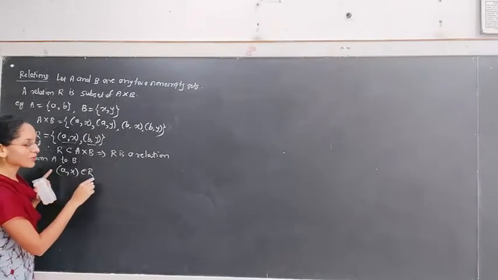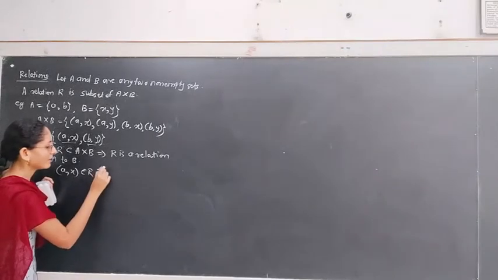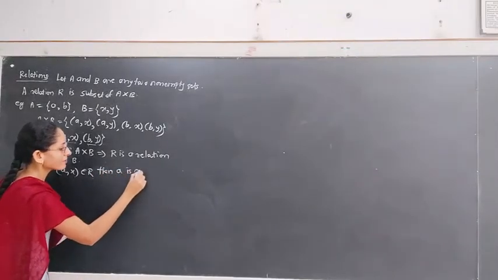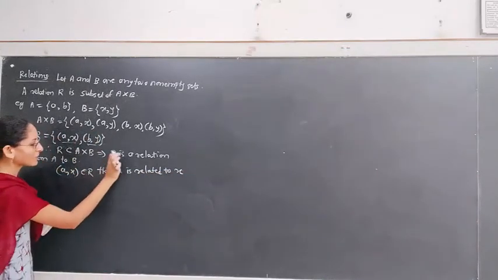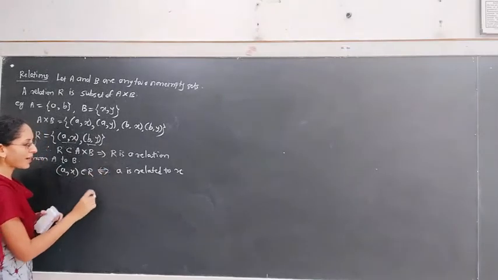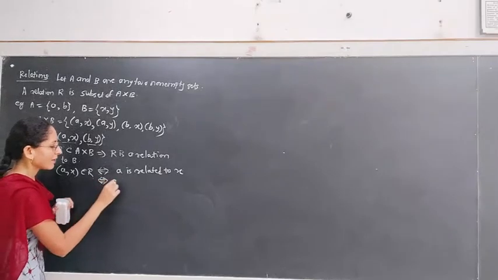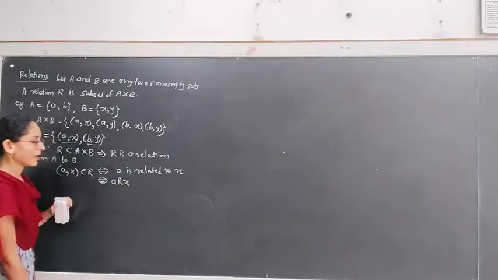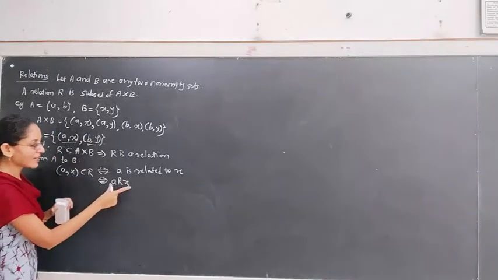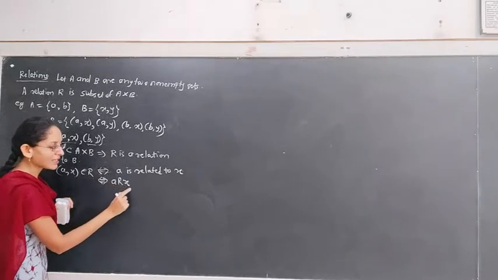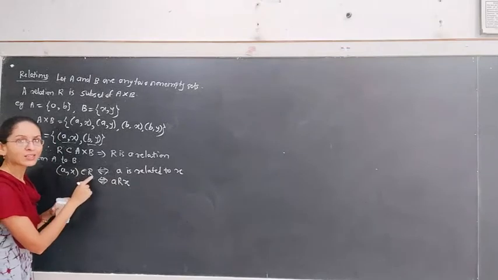If ordered pair AX belongs to R, then we say that A is related to X. These are if and only if statements. Ordered pair AX belongs to R if and only if A is related to X, and we write it as A R X. If A is related to X with respect to this relation, then we write this as A R X, which means A is related to X, which means ordered pair AX belongs to R.